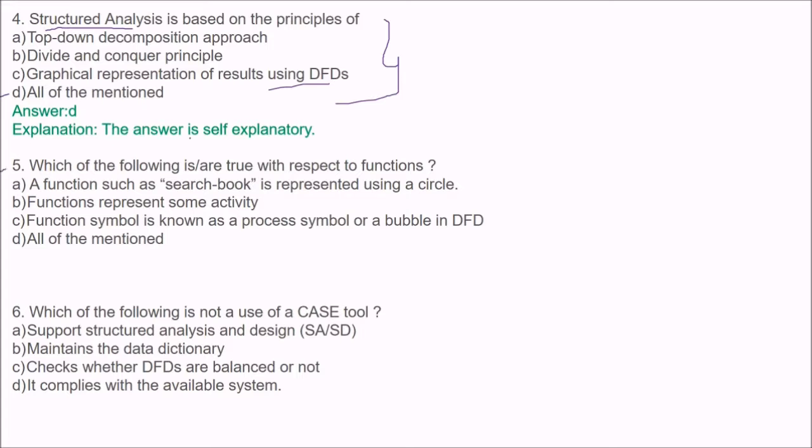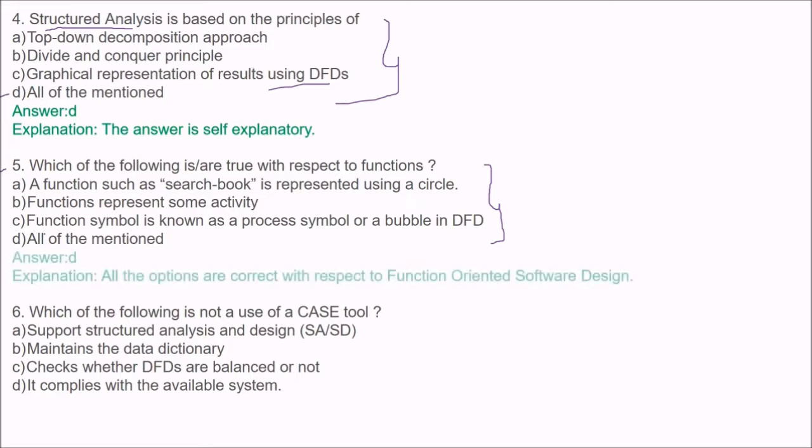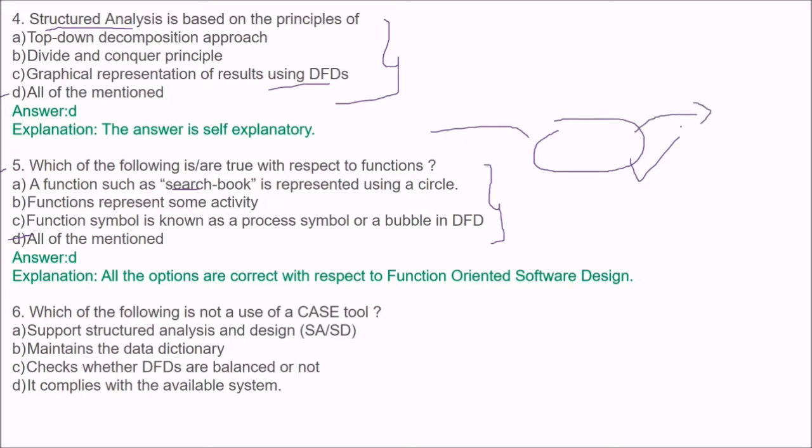Next is: which of the following are true with respect to functions? The answer is D, because a function such as search book is represented using a circle first of all. Then a function represents some activity because it takes some input and gives some output. And this function symbol is known as a process symbol or a bubble in a DFD.